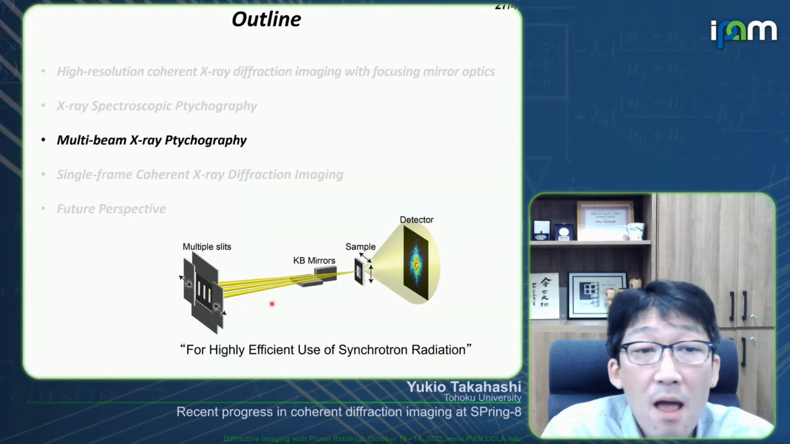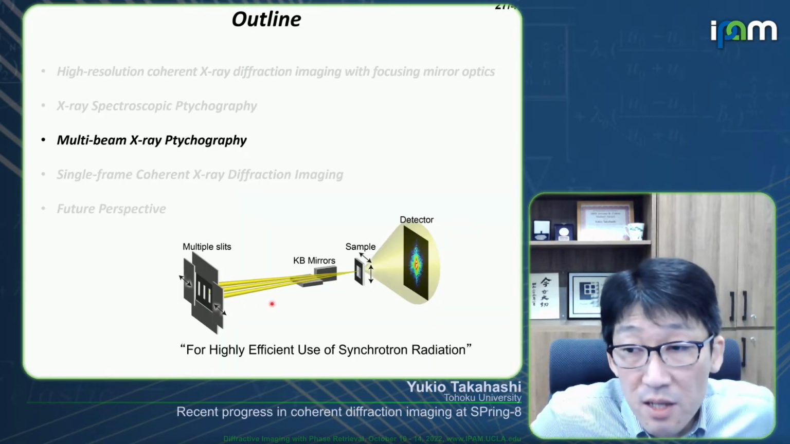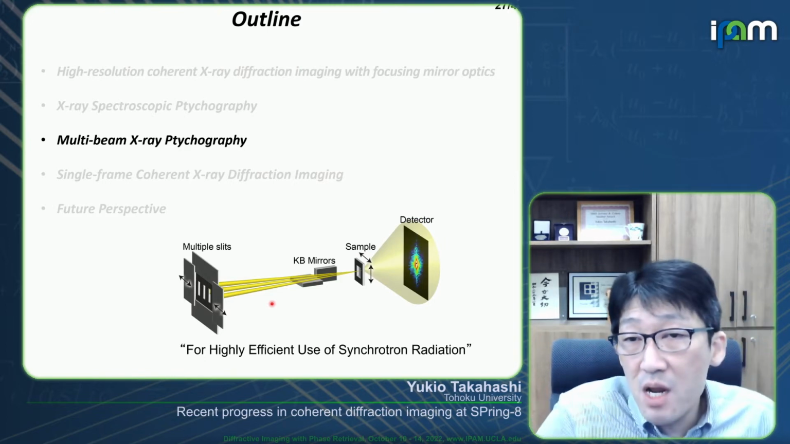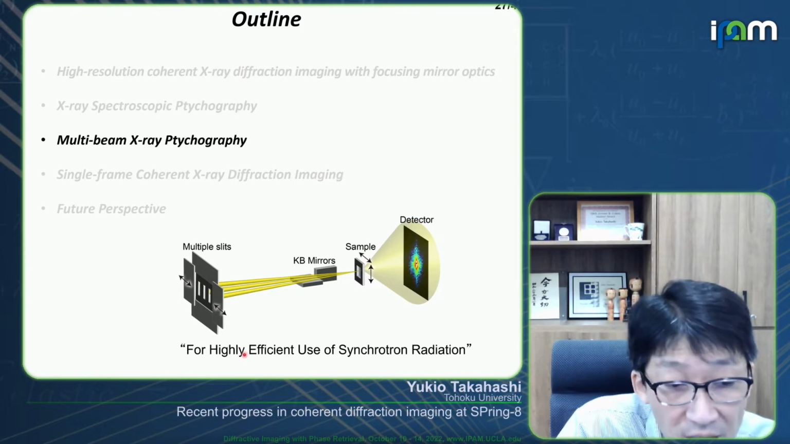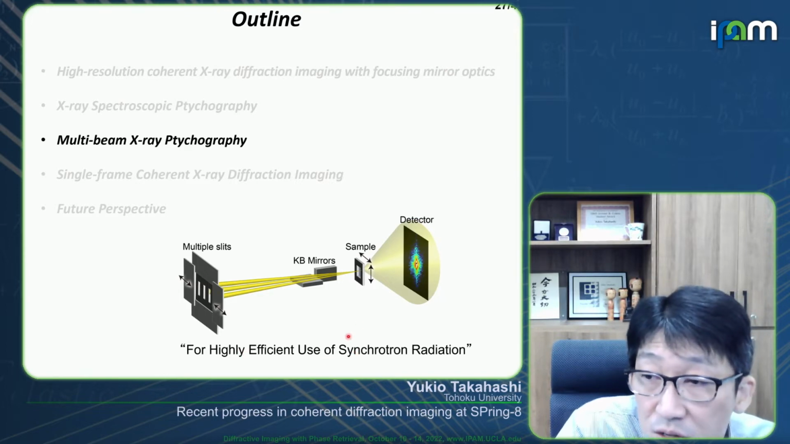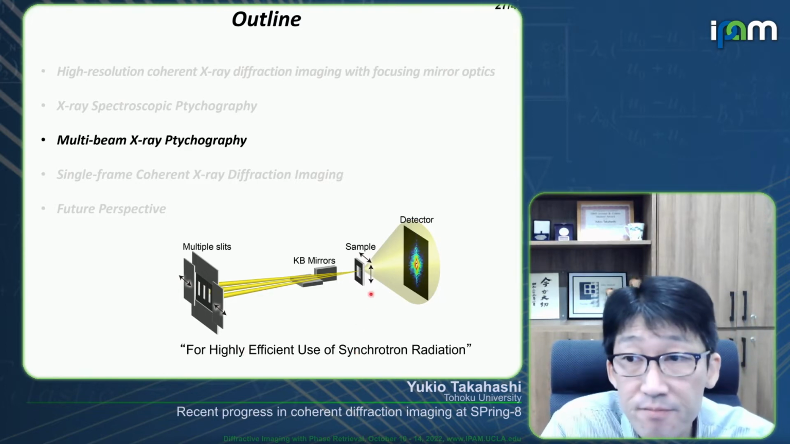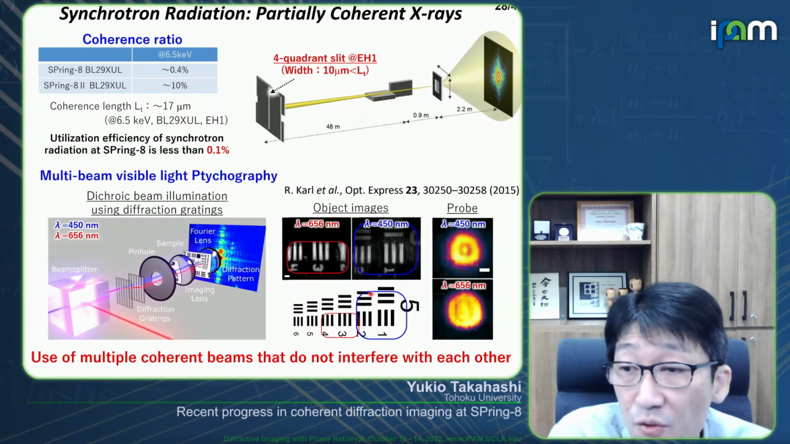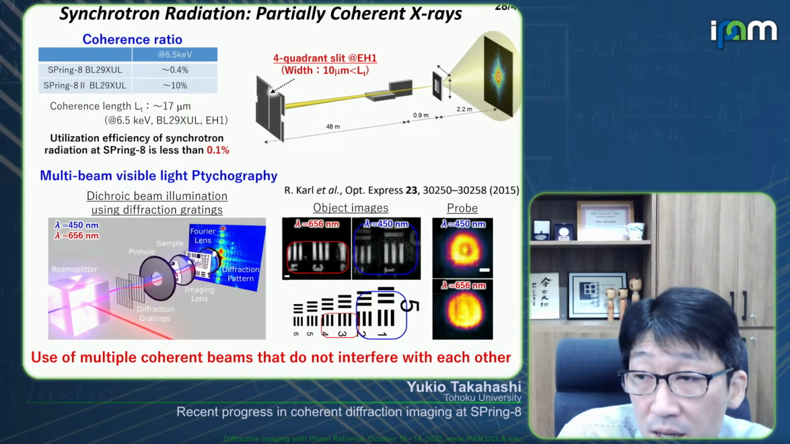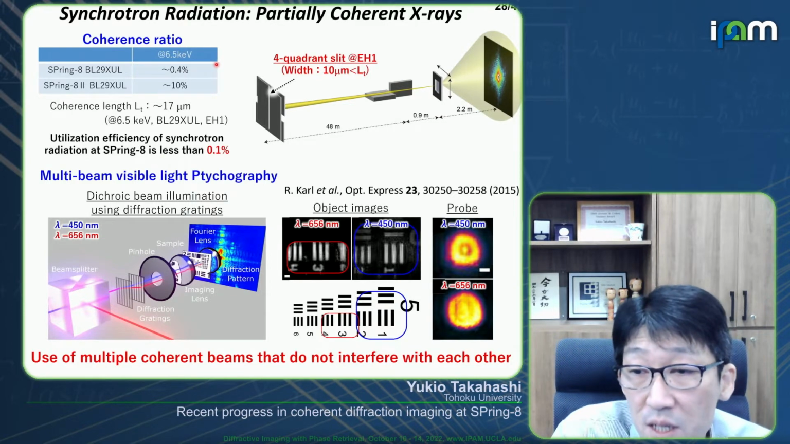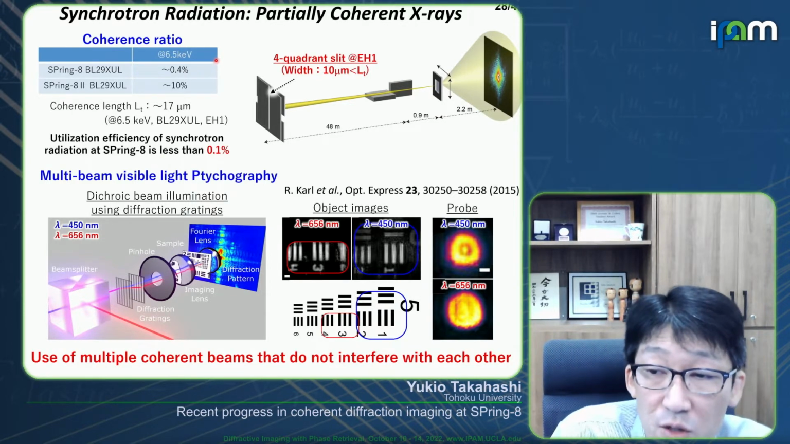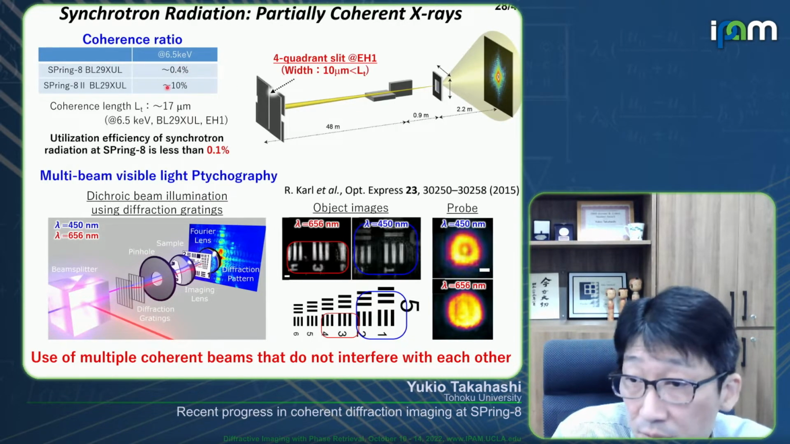Okay, next, another ptychography method, that is multi-beam X-ray ptychography. The motivation here is highly efficient use of synchrotron radiation. Synchrotron radiation provides partially coherent X-rays, and the coherence ratio is very small, less than 1%, at 6.5 keV in SPring-8. Even in the planned upgrade project of SPring-8, it is about 10%.